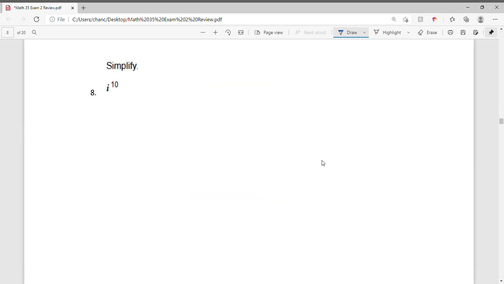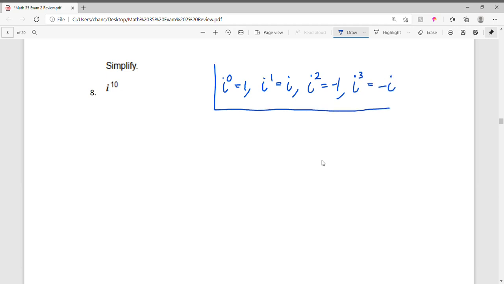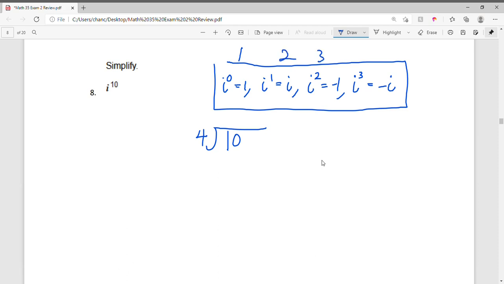For question 8, this is actually an easy question. You just have to remember i to the 0 is equal to 1. i to the 1 is equal to i. i squared is equal to negative 1. i cubed is equal to negative i. So there's only 4 possibilities for this question. We'll take that exponent of 10 and divide it by 4 because there's a repeating pattern. We have 1, 2, 3, 4 possible solutions.